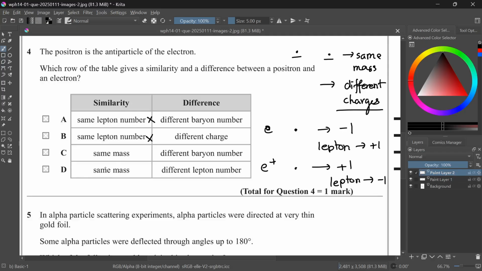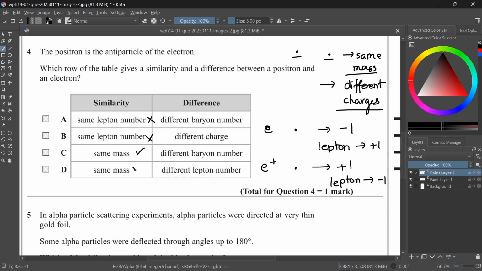No need to read their differences because the similarity is wrong. So we are left with options C and D, and they have the same masses. We have just discussed they have the same masses, positron and electron. Now let's check their differences.